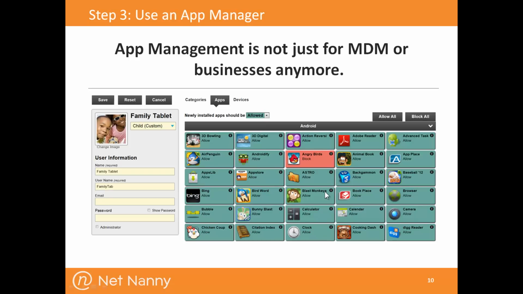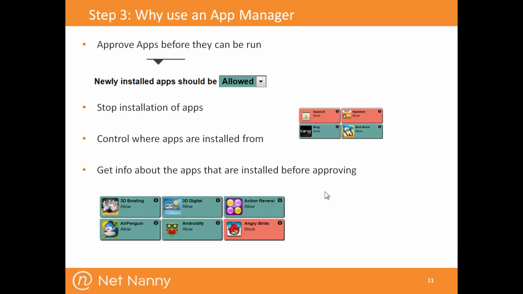So app management is a very powerful tool. It's a great way to know what's going on, but it's also a great way to manage and keep those apps off of your device and monitor or review apps before you approve them. I want to jump to the next slide and just point out the main purposes of using an app manager. So as I just mentioned, you can choose to approve an app before it's run.